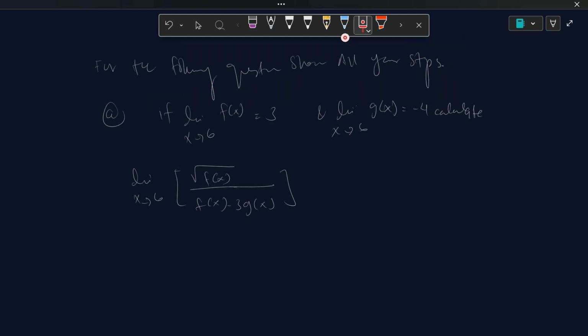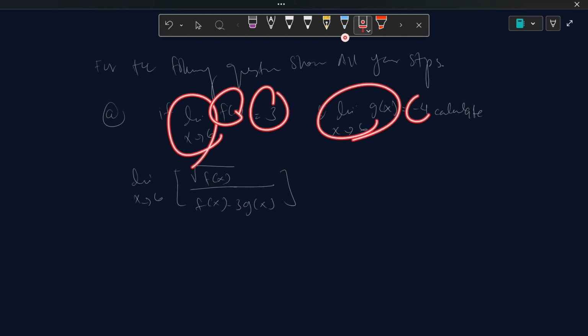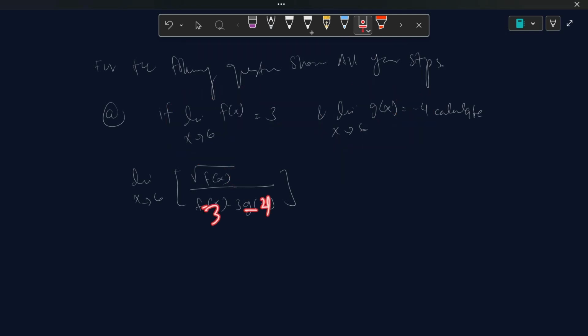Okay, so now here they're basically asking you to find the limit as x approaches 6 of this function right over here, and they're given that as x approaches 6, the limit of f of x is 3 and of g of x is -4. So you cannot just go ahead and plug in like this. No, you'll basically have to show all these steps.